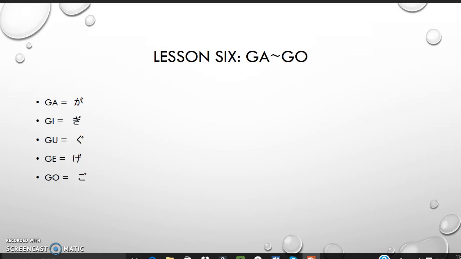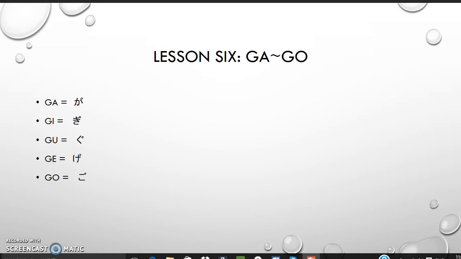So we have the next one here, gi. A good word that uses gi would be, we could say something like uwagi. Uwagi would refer to something that you wear over your clothing, like a coat or something, especially during the winter season. So yep, that'll be a pretty good word here.